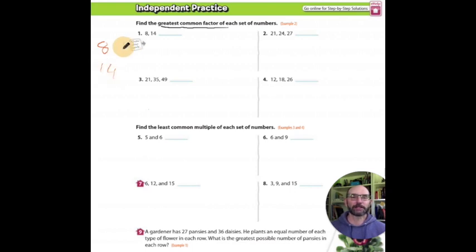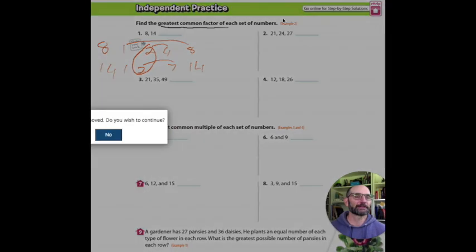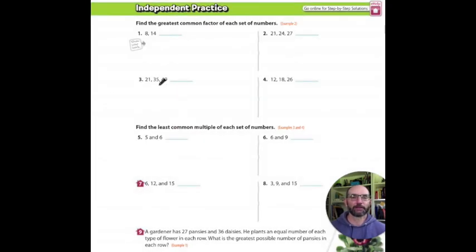All right, so for 8 and 14, you can do the 8 list and the 14 list. And 8 is 1 times 8 and 2 times 4. And 14 is 1 and 14, and 2 times 7. So what is the biggest number that's on both lists? 2. That is the greatest common factor. Easy peasy, right? All right, so since that's so easy, I would like you to try number 3 on your own. Ready, go.